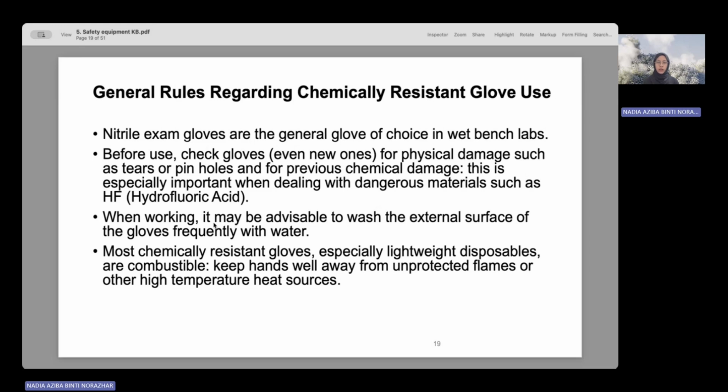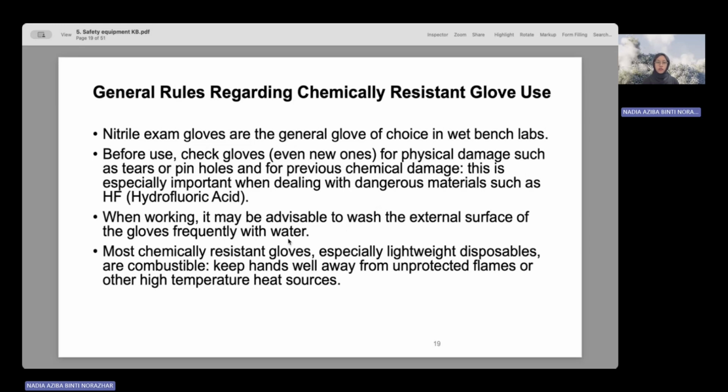We do not want the tears or pinholes to go unnoticed and unchecked, because it will risk the dangerous acid seeping into the holes of the glove and coming in contact with our skin, and it will cause burning injury. When working, it's advisable to wash the external surface of the glove frequently with water.